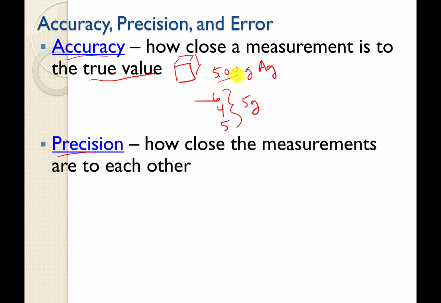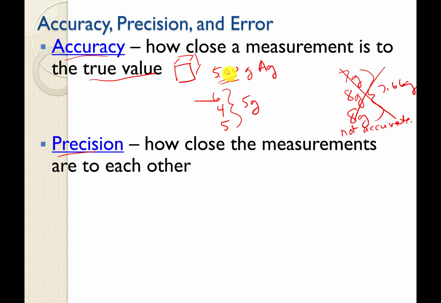Okay, another scale maybe measures 7 grams, 8 grams, and 8 grams. Now the average of these comes out to be, I think, about 7.66 grams. Let's leave it at about 7.66 grams. Okay, so these measurements would not be very accurate. I'm going to put an X through it, not accurate. They're pretty far off from the true value of 5 grams.